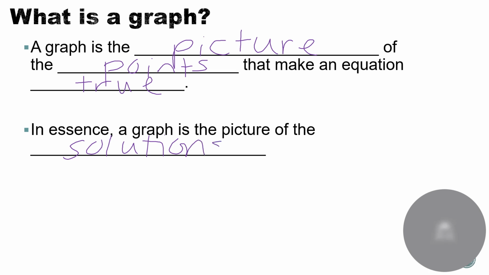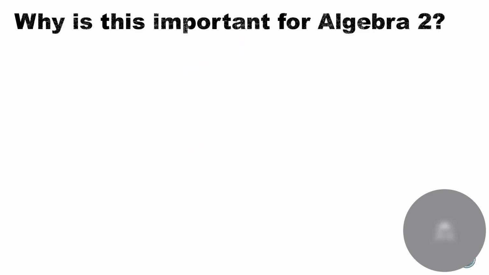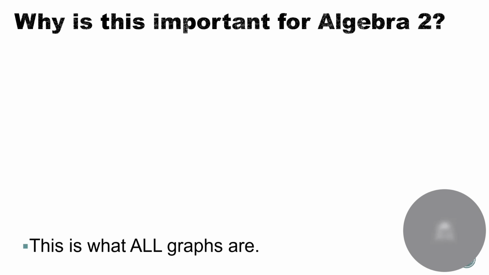So instead of doing algebraic work to find solutions, sometimes we can kick it over to a picture. Now, there's a lot more nuance to it than that. But in essence, what we're doing is drawing or constructing a picture of the solutions to an equation. So why is this an important concept for Algebra 2? Why is it worth it for us to take an entire lesson and back it up into Algebra 1 and reinforce this idea that a graph is the picture of the points that make the equation true? Why do we need that moving forward?